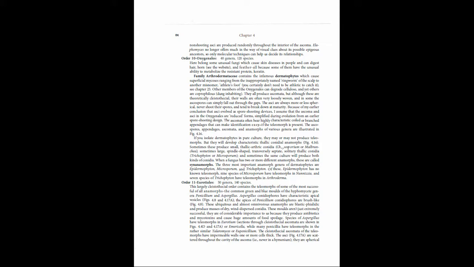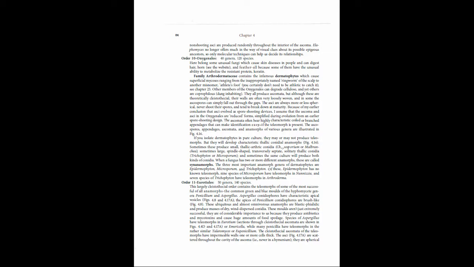Here belong some unusual fungi which cause skin diseases in people and can digest hair, horn, and feather, all because some of them have the unusual ability to metabolize the resistant protein, keratin. Family Arthrodermataceae contains the infamous dermatophytes which cause superficial mycoses ranging from the inappropriately named ringworm of the scalp to another misnomer, athlete's foot. You certainly don't need to be athletic to catch it, see Chapter 23.